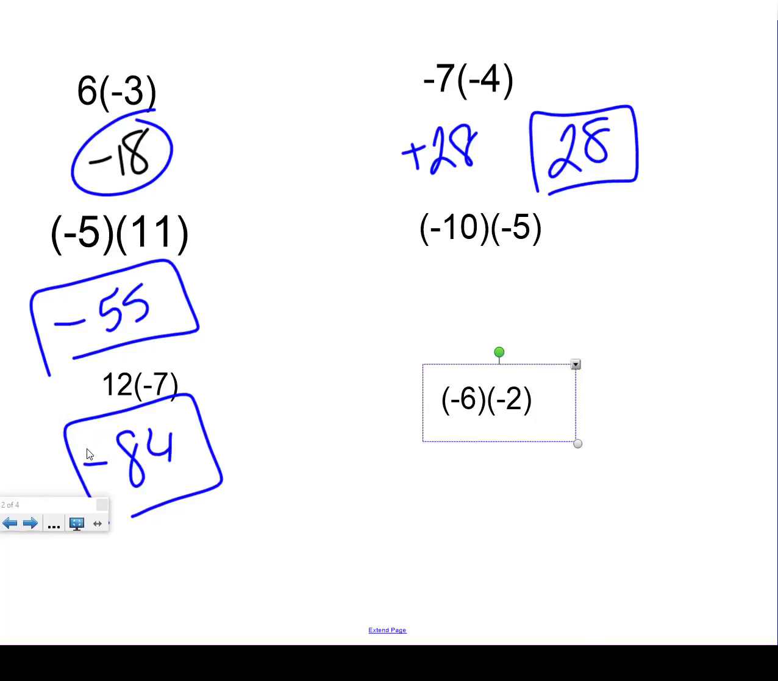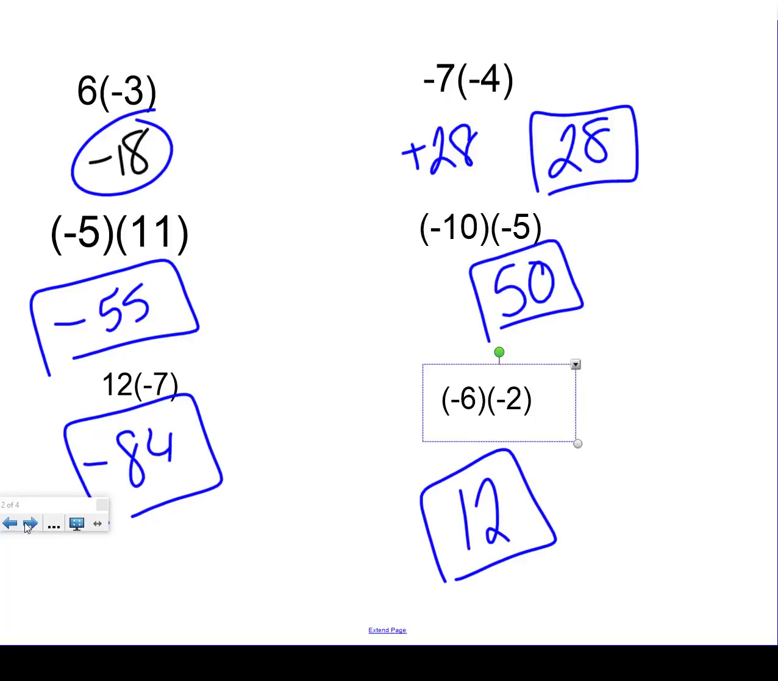Same thing with the next one. They're both negative, so it gives me a positive answer. A -10 and a -5 gives me a positive 50. 10 times 5 is 50. Both signs are the same, so the answer is positive. The last one is 6 times 2 is 12. 2 negatives make a positive when you're multiplying and dividing.